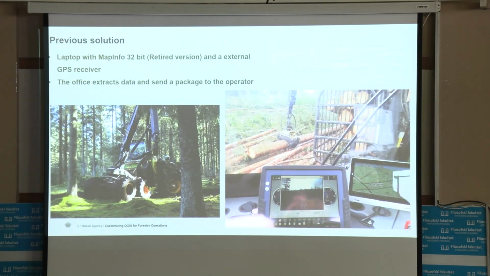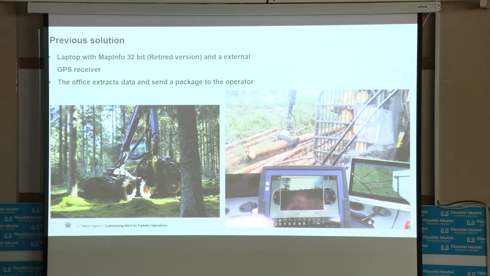The big machines, the picture on the left, are driving around in the forest, cutting down trees, making room for new trees or more nature. And what they had before, and it worked perfectly for 10, 15 years, was a laptop, on the right side of the right picture, with MapInfo, 32-bit. It is a retired version. It's not usable in any way. You can't download it anymore. You can't install it anymore. So that was kind of the issue why we changed.